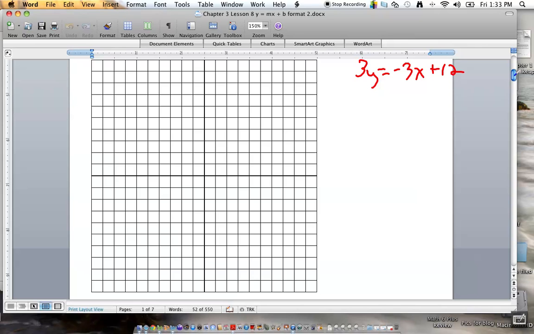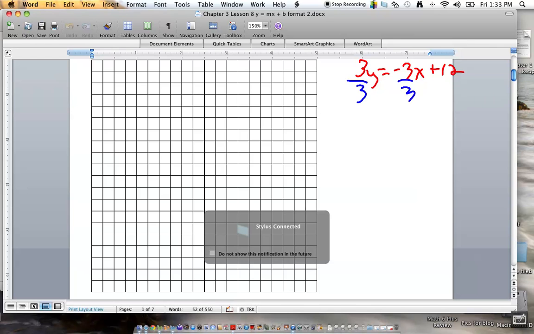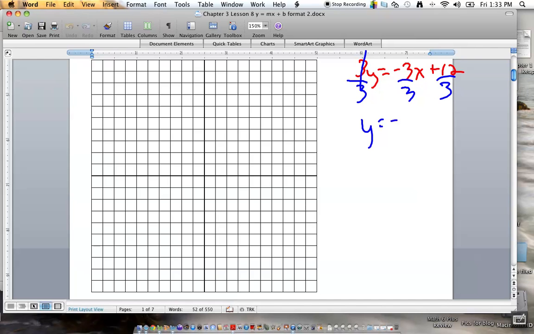So, what's the bad thing about this particular equation right here? It says 3y equals. What is it supposed to say? So what do I got to do to make it say y equals? Divide by 3. Y equals negative x plus 4. M equals. B equals. What's the slope, everybody?